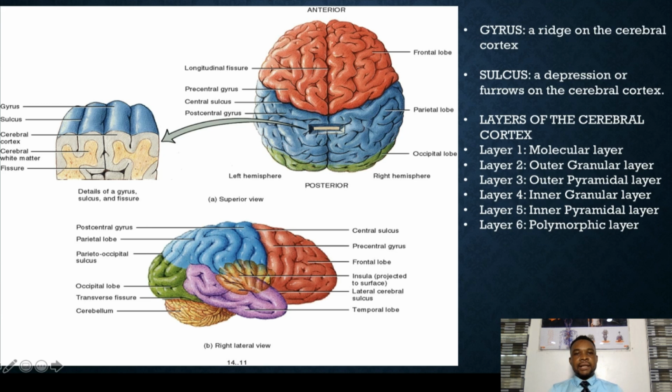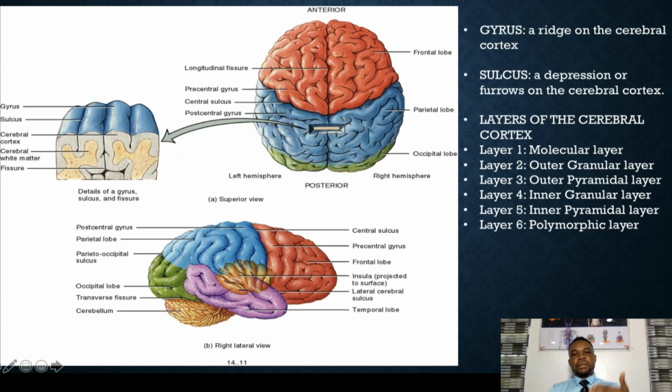The sulci and the gyri play a critical role in learning, understanding, and memory. In fact, some schools of thought have said the deeper your sulci, the more intelligent you are. But some other papers have also said that that is not true. We'll talk about that later.